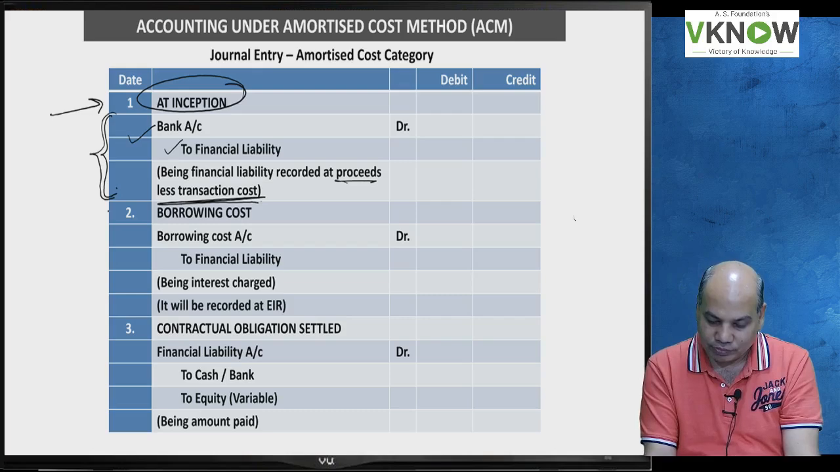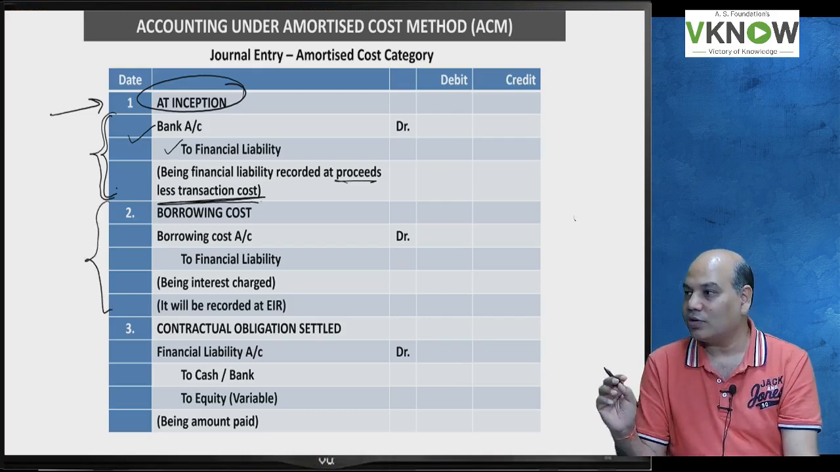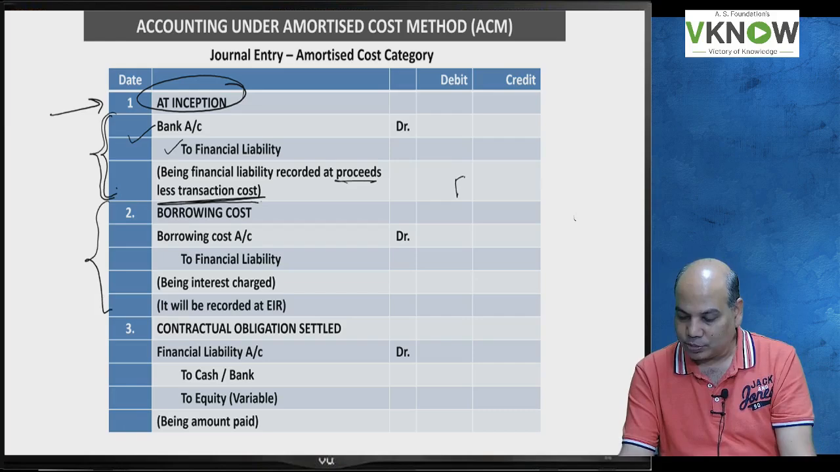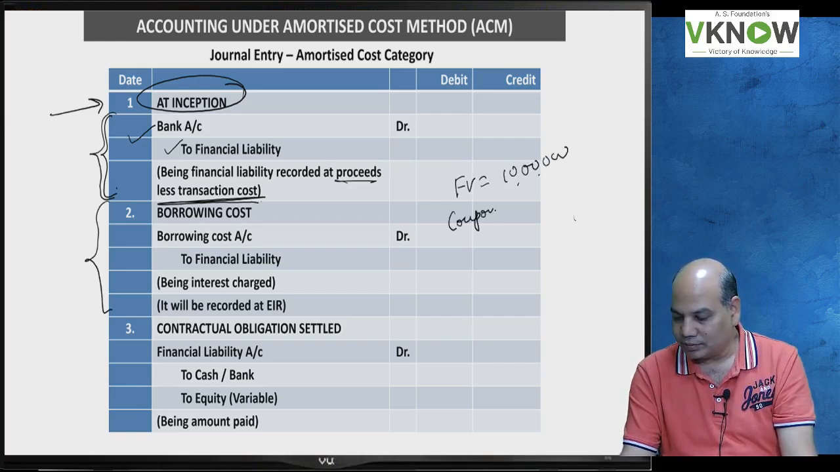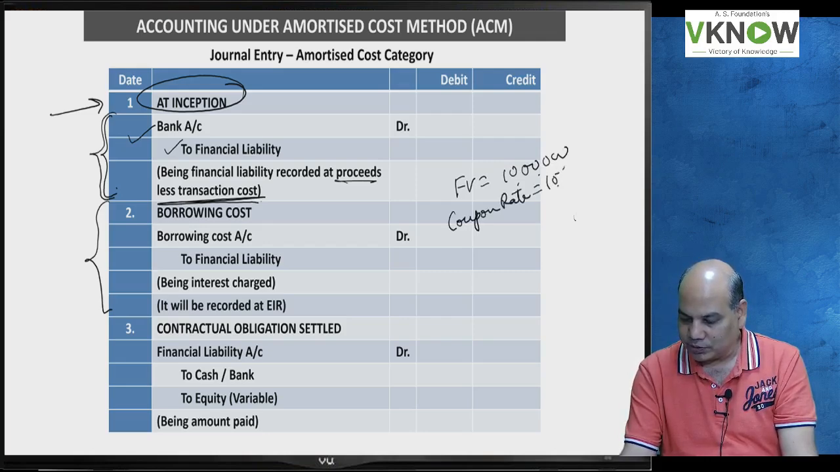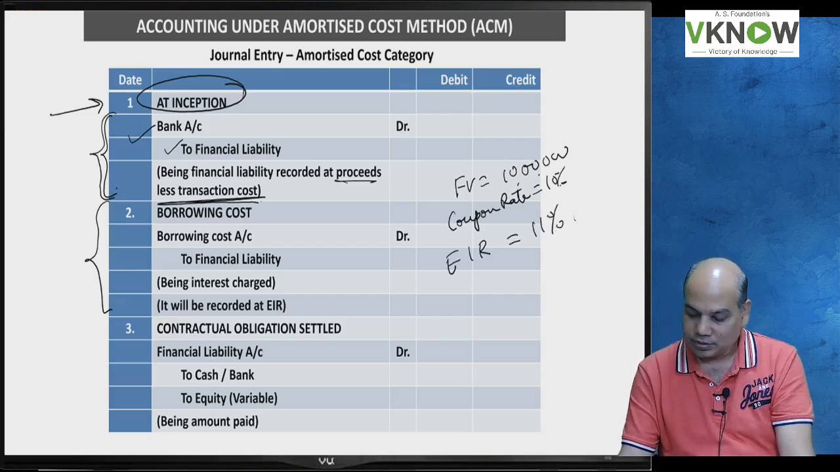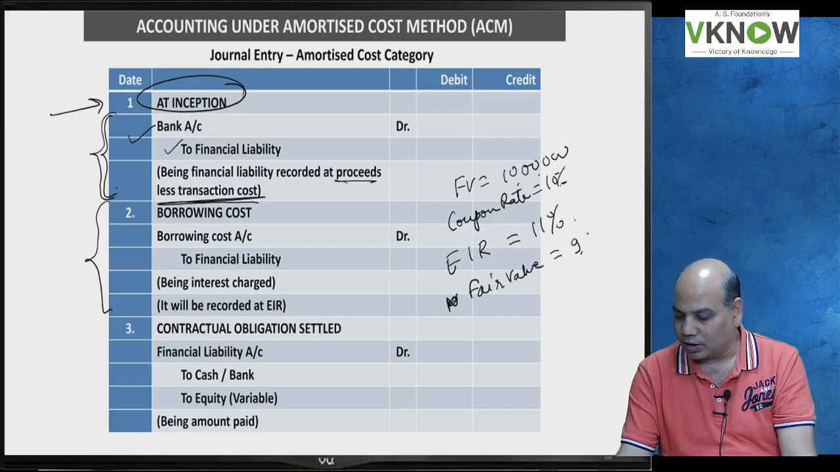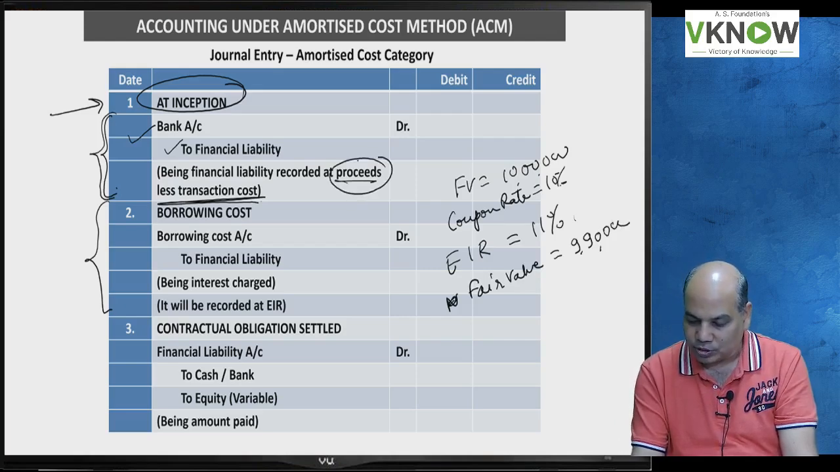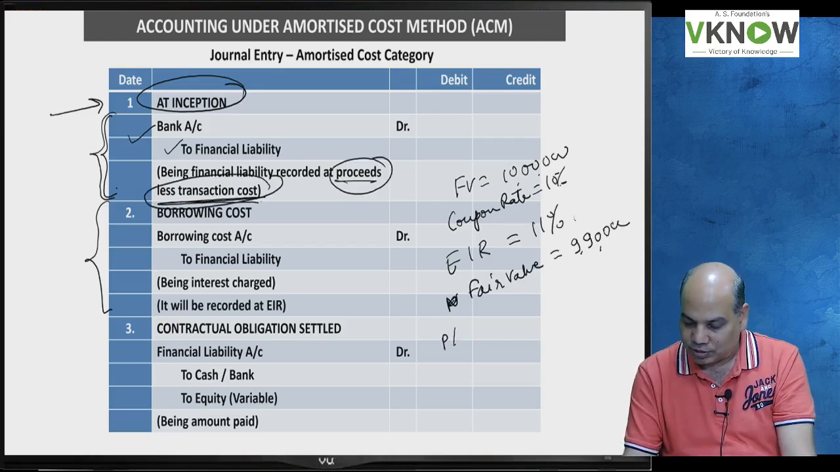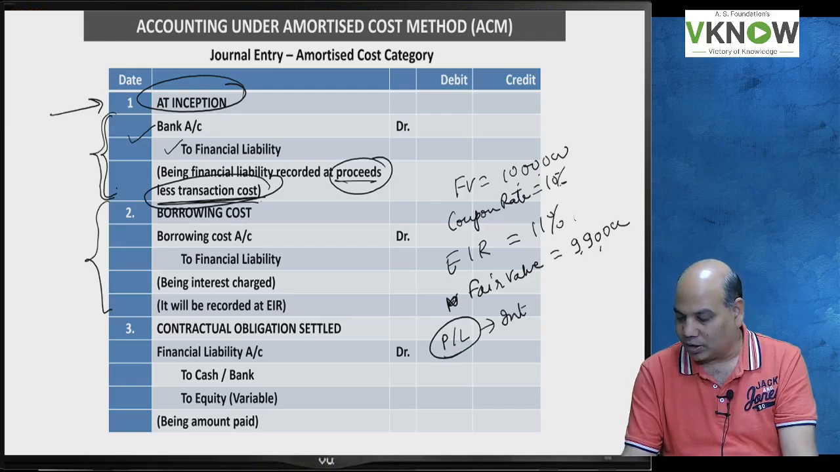Second cultural shock is how much interest you are going to charge in the P&L account. Understand, suppose face value is 10 lakh, coupon rate is 10%, but effective interest rate is 11%, and fair value is, let us say, 9,90,000. Fair value means this amount. My question is, how much interest expense will be recognized in profit and loss account?